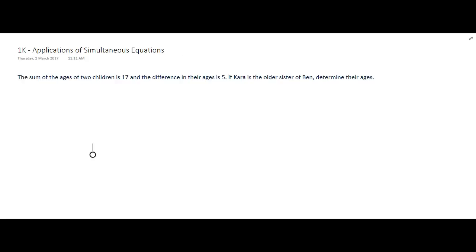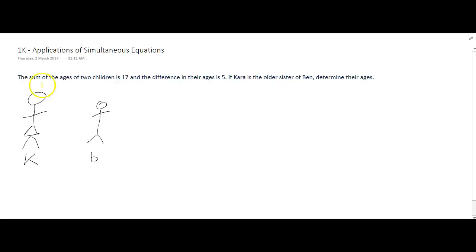So you've got two variables, such as the ages of the kids. So you have Kara, who is the older sister. The drawing, you don't have to do the drawing, but I'm just making it a bit more visual. Okay, so we're going to call Kara and Ben, so we've got our two variables, K and B. Now, having a look at the question, we're going to try and set up two simultaneous equations.